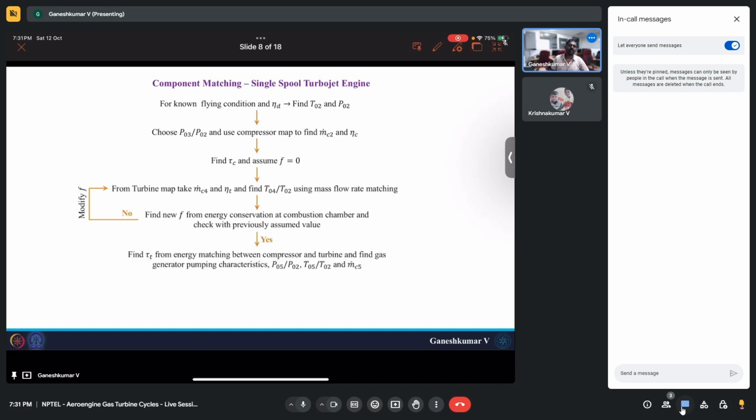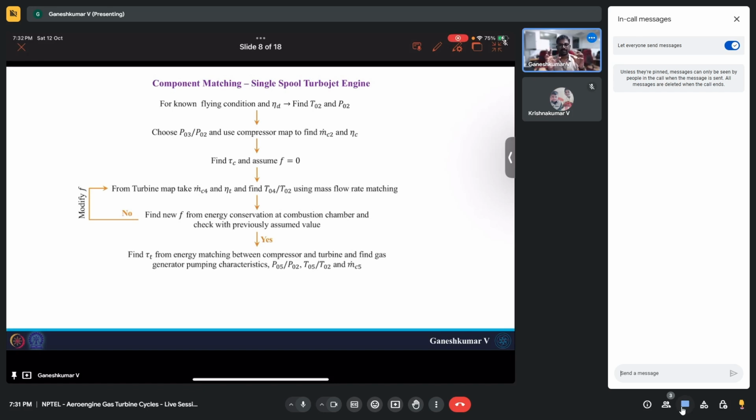In the turbine, you can find out tau t. Okay, so we do this energy conservation from turbine to compressor, right? And based on that energy conservation, you can find the tau t. And once you find tau t, you can find pi t, and once you find pi t, you can actually find the gas generator pumping characteristics.